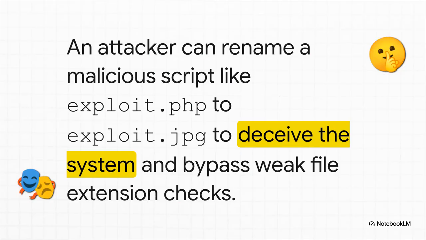But what happens if the attacker just lies? They take their malicious exploit.php file and just change the name. Suddenly, it's called exploit.jpg. The gatekeeper sees that JPG extension, waves it right on through, and boom, a dangerous script is now sitting on your server, just waiting for its moment.